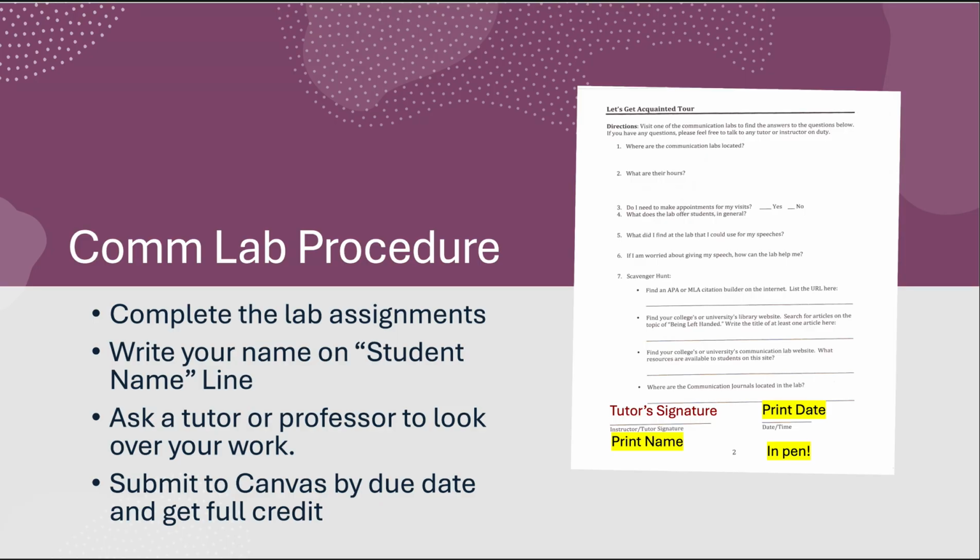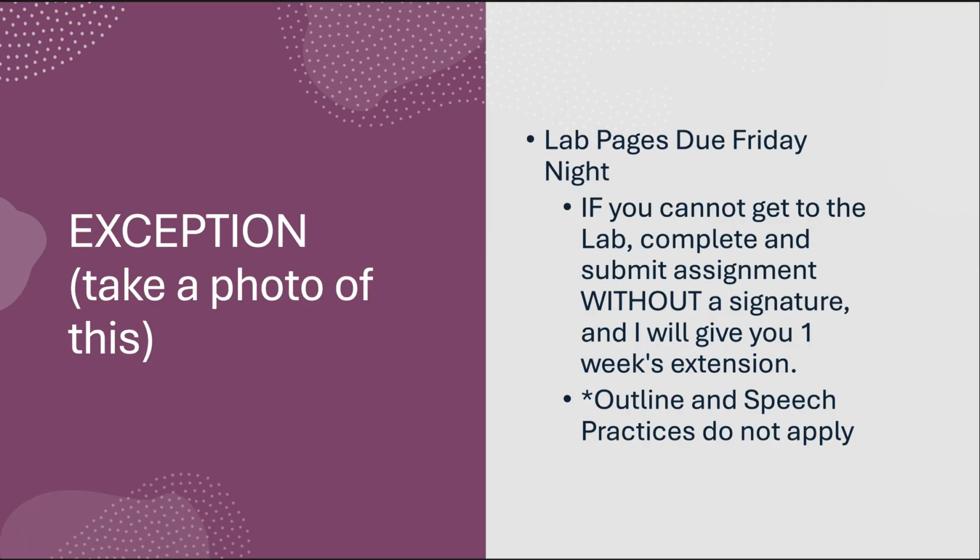So for example, this is a page of the lab manual. When you've finished this page, you're going to print your name on the bottom of the page. You're going to put it in pen. The tutor's signature will be on the instructor/tutor signature line, and the date as well. You're going to take a picture of this and upload it to Canvas. As long as you get it to me by the due date, you're going to get full credit if they've signed it off. Now, here's the exception to the rule, and I suggest you take a picture of this.